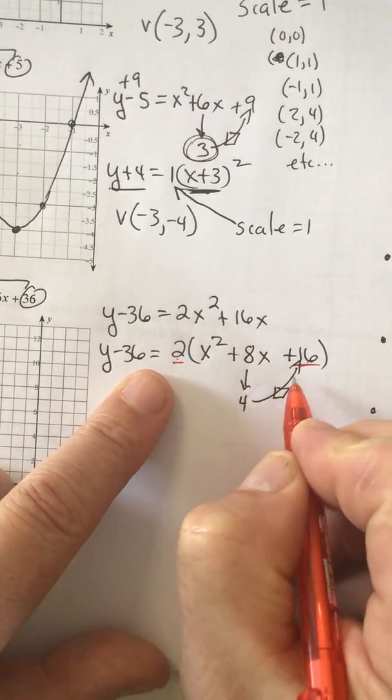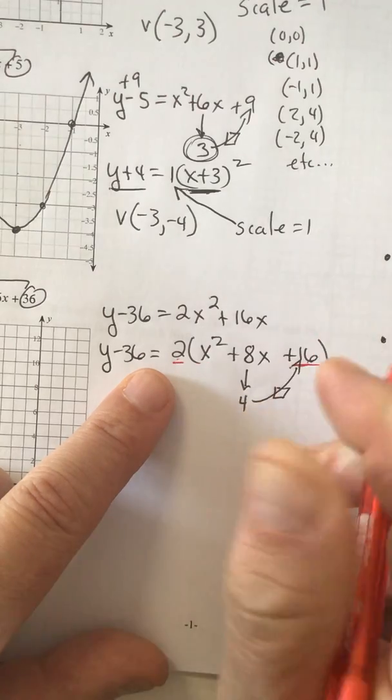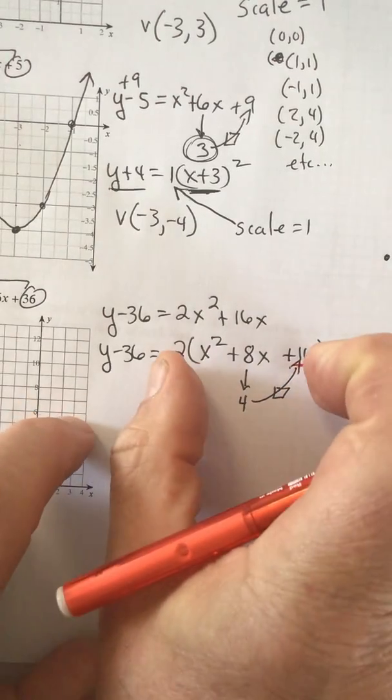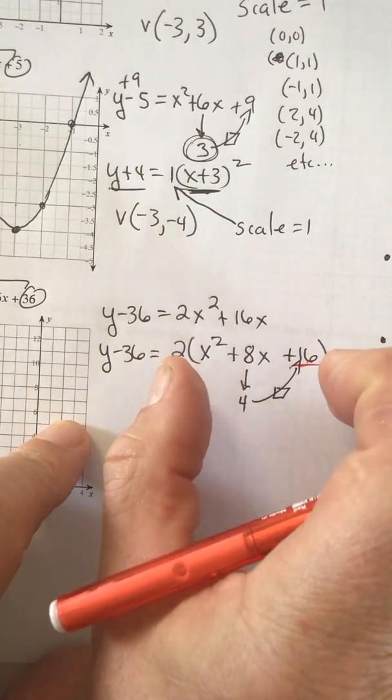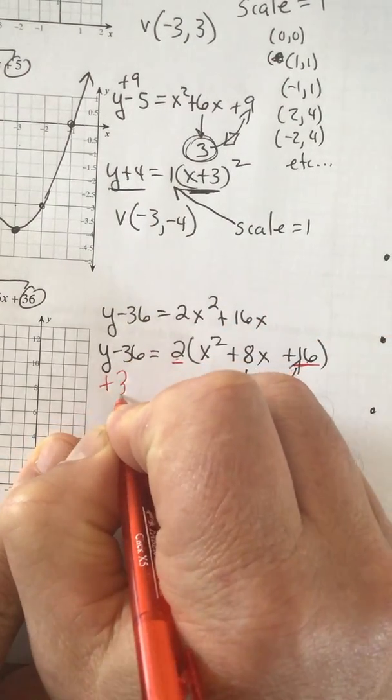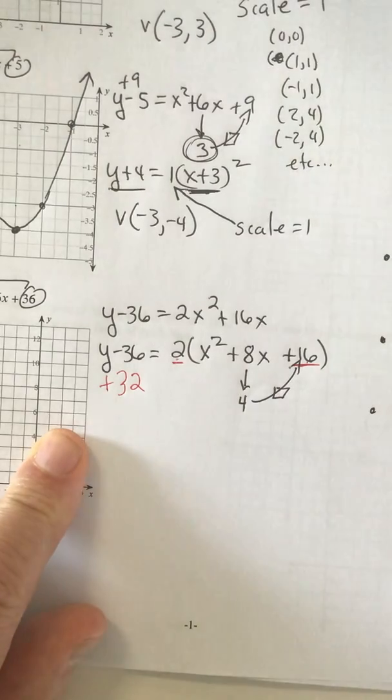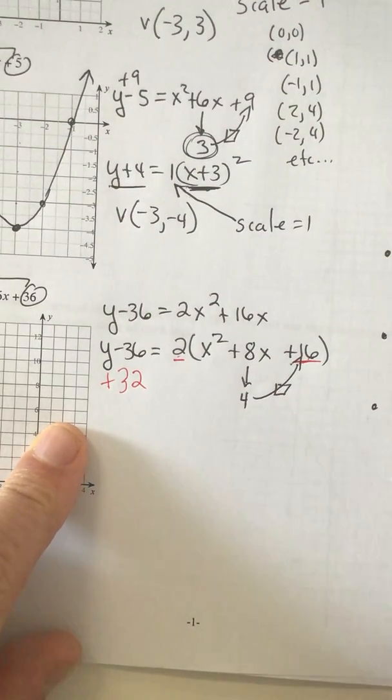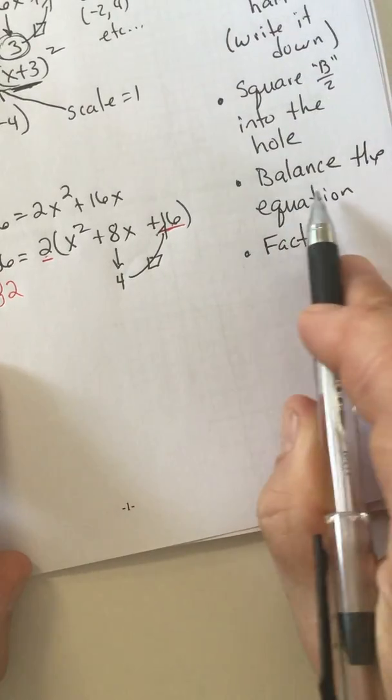So yes, completing the square was 16, but this multiplier of 2 made it twice as much. So really on this right-hand side, I added 2 times 16. So I have to add 2 times 16 over here. Okay, that's balance the equation.